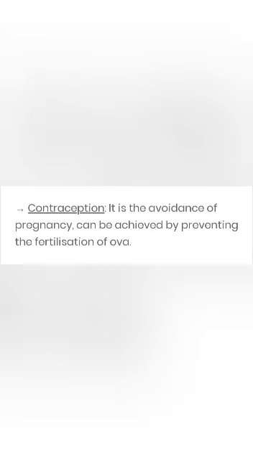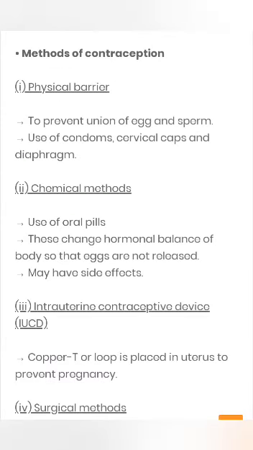What is meant by contraception? Contraception is the avoidance of pregnancy, which is achieved by preventing the fertilization of the ova, that is the egg. Methods of contraception. There are 4 methods of contraception. These are physical barrier, chemical methods, intrauterine contraceptive device, IUCD, and surgical methods.